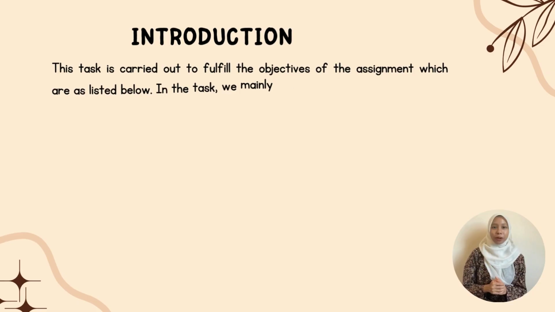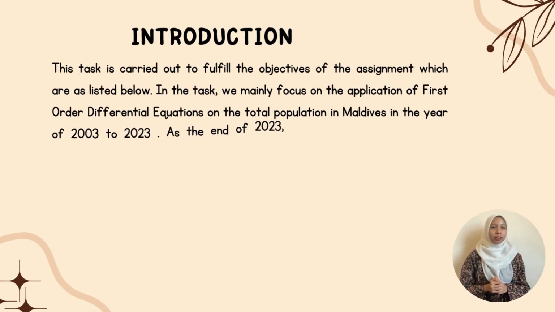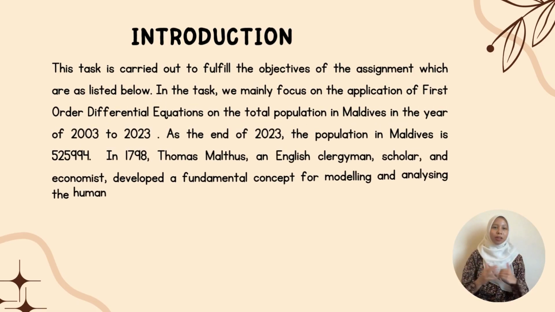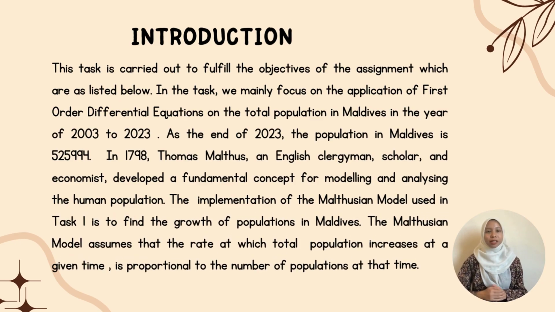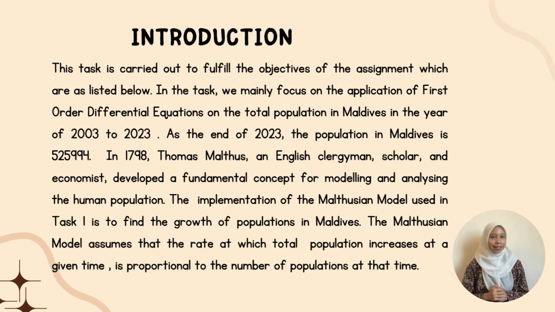In this part 1, we use first-order differential equations on the total population in the country that we chose, which is Maldives, from 2003 to 2023. To find the growth of population in Maldives, we apply the Malthusian model. This model assumes that the rate at which total population increases at a given time is proportional to the number of population at that time.